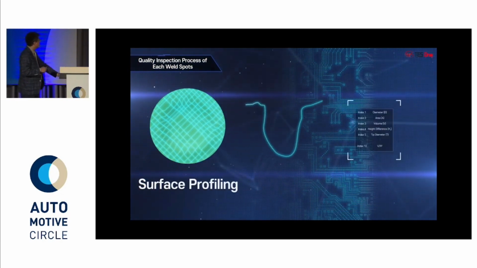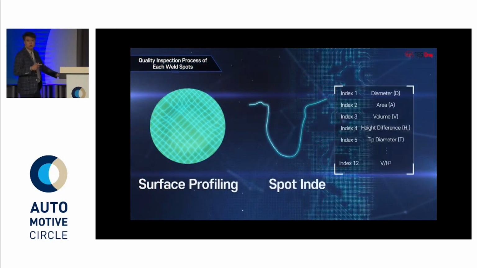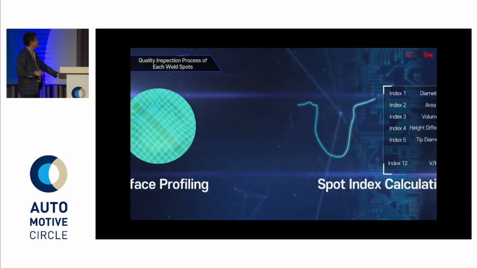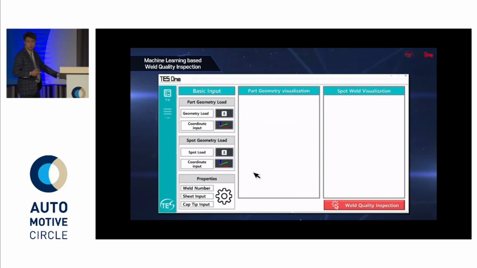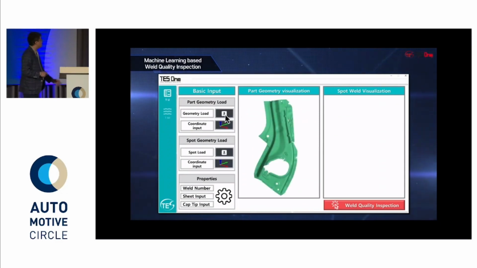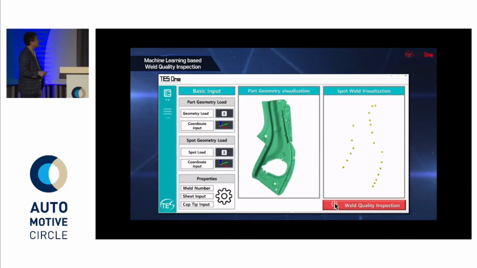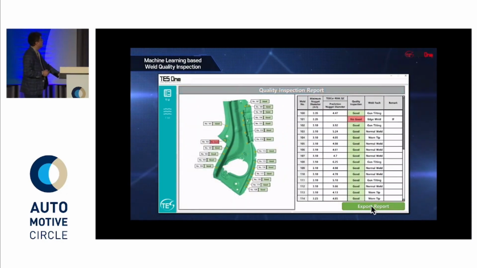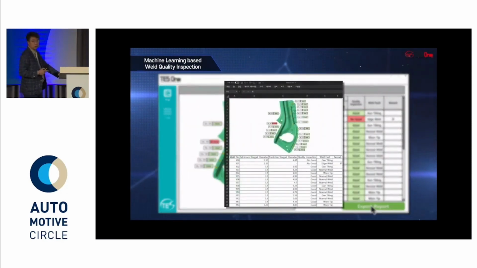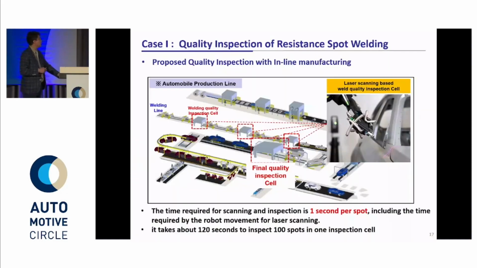At the same time, the surface profiling is used for the feature indexes of the internal quality, and with the calculation and also artificial neural network technology, we can do the weld quality inspection for each spot weld. We can report a good or no good judgment. At the same time, the surface abnormality can also be reported.